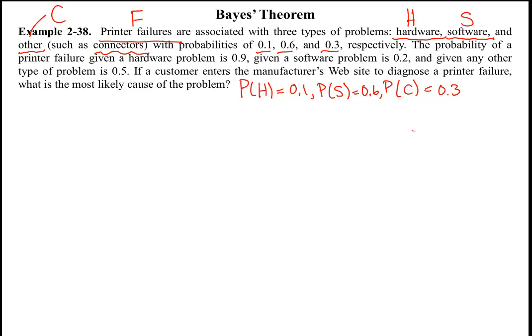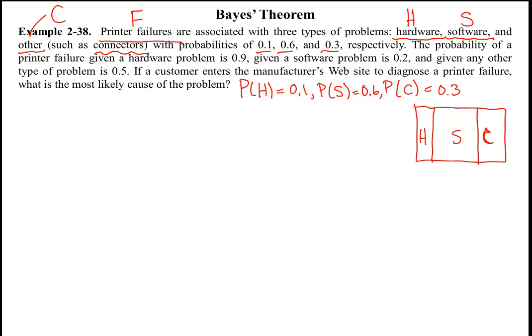And I feel like a picture is important here. These are three mutually exclusive events that are problems with a printer. In this problem, we're saying you can't have both a hardware and a software problem. It's exactly one of these three. So in a picture, the problems that a printer could have are broken up into these three mutually exclusive events. Here's hardware, which just happens 10% of the time. Software, 60%, and over here, other, which we're calling C, is 30%. So these are the problems associated with the printer, and you can see how nicely they're broken up.